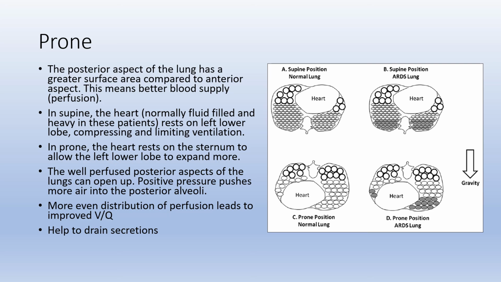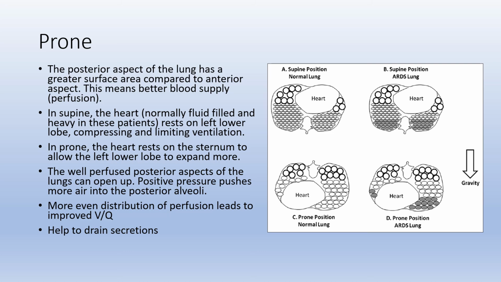So even when you've not got positive pressure, you've got better distribution of perfusion, allowing greater VQ matching. When we then add positive pressure, so our ventilated patients in prone position, we can push air into those posterior alveoli more easily. We can also try and drain some of those secretions that may be more posterior.